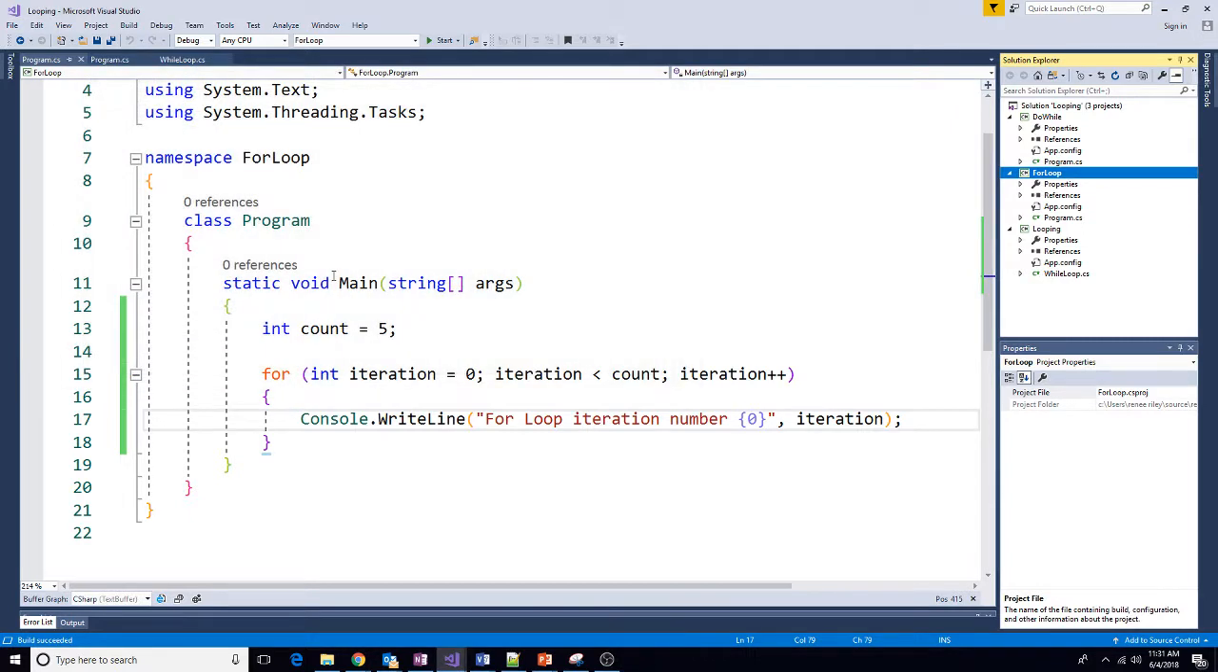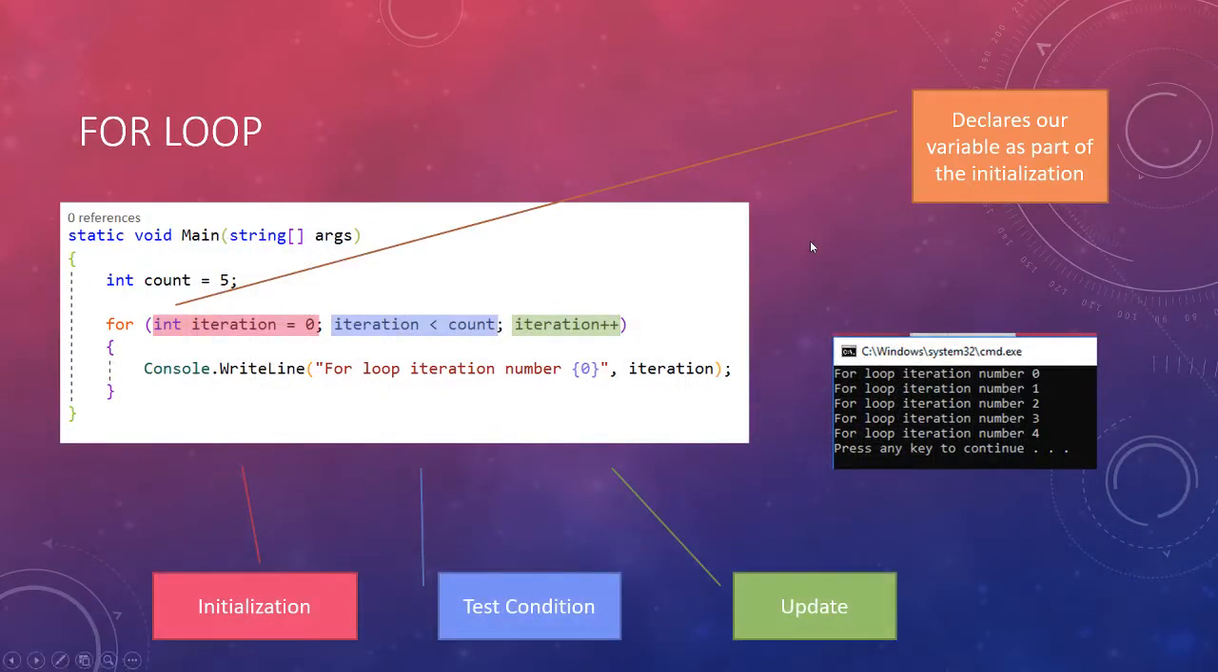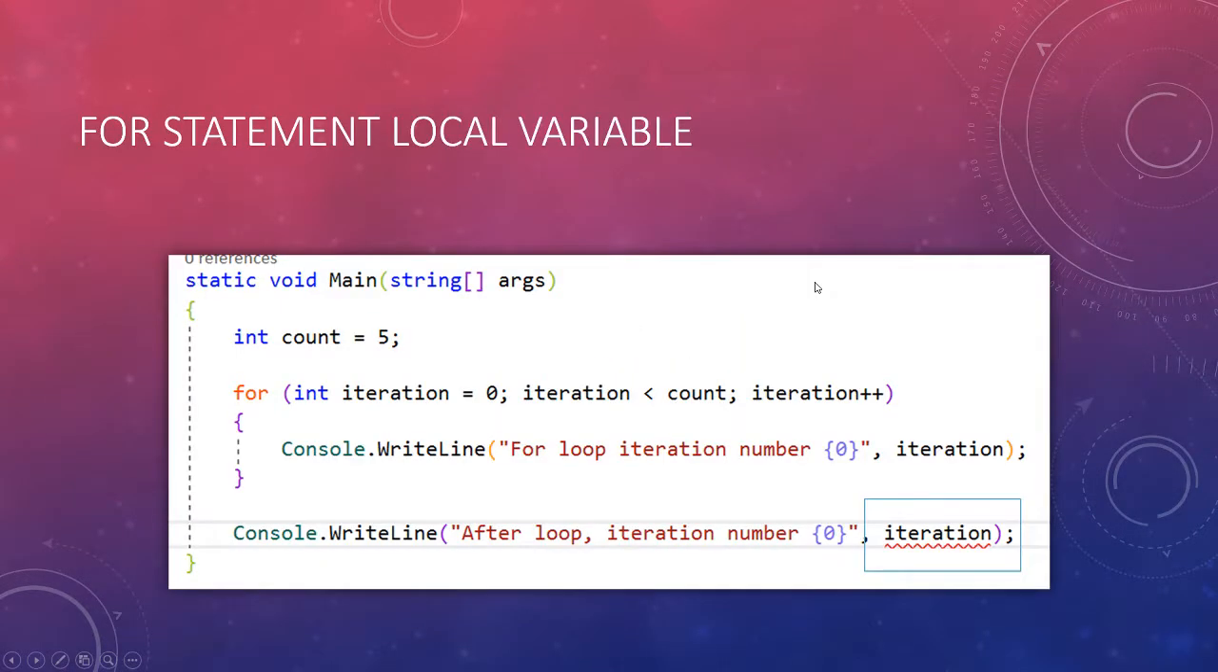Everything's good to go. Now when we are working with our for loop, our iteration variable becomes local to that for loop. Here's an example. If I tried to access the iteration variable outside of that for loop, I'd get a syntax error. That iteration variable is only available for use within that for loop. It's local to the for loop.